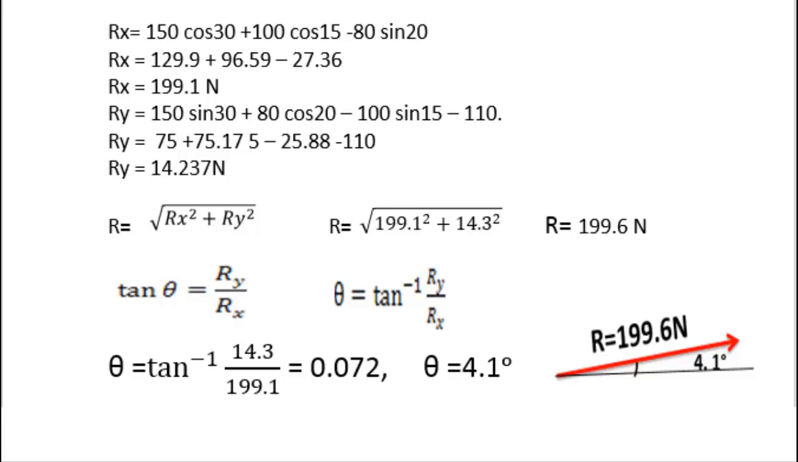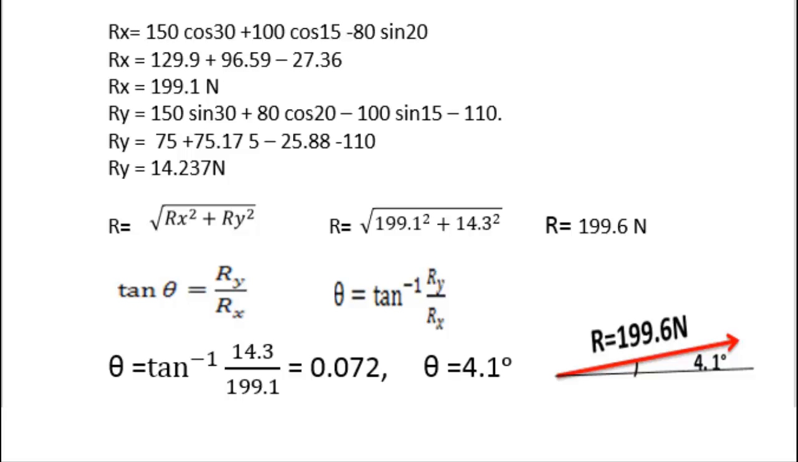110. Ry then will be equal to 75 plus 27.36 minus 25.88 minus 110. The magnitude of Ry will be equal to 14.237 Newton.